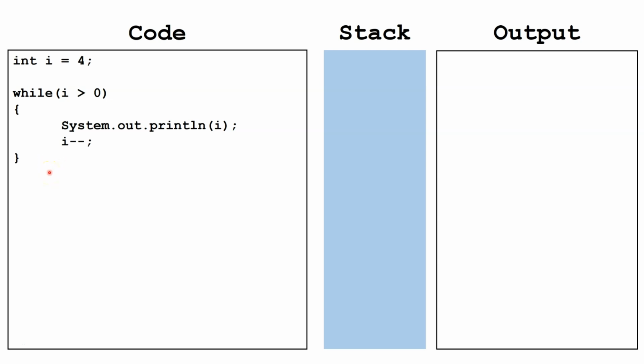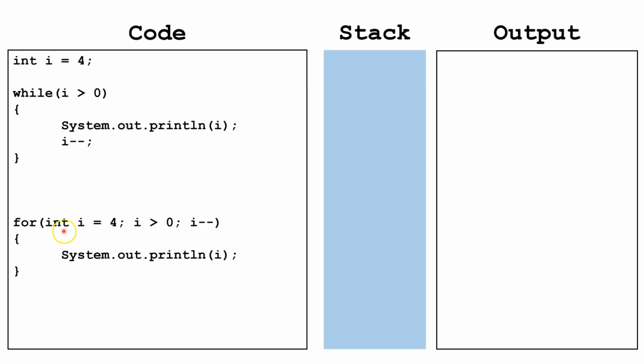Now let's make a change. We add a command to decrement the value of I. As such, the loop will no longer run forever. Actually, we could have written a very similar loop using the for loop. Let's take a look at that.